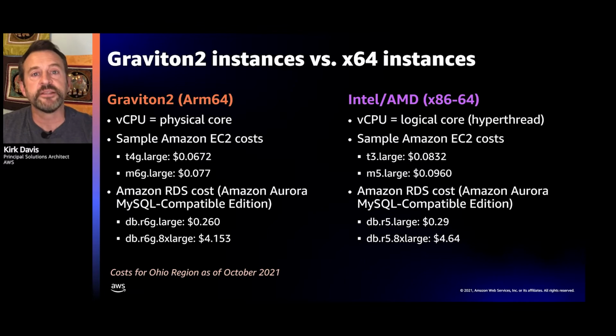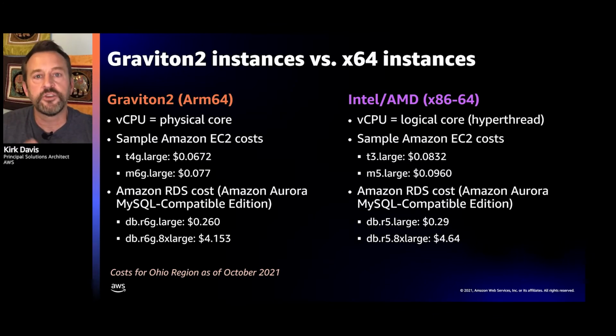But they're still less expensive, and they're really popular with customers running open source databases like MySQL and Postgres. The other big thing I wanted to point out is the difference in what a vCPU means. For the Intel and AMD based instances, a vCPU refers to a logical core. Intel calls that a hyperthread. AMD has their own nomenclature for this, but essentially each physical x86 core can run 2 threads at a time with very little overhead and context switching back and forth between the threads.